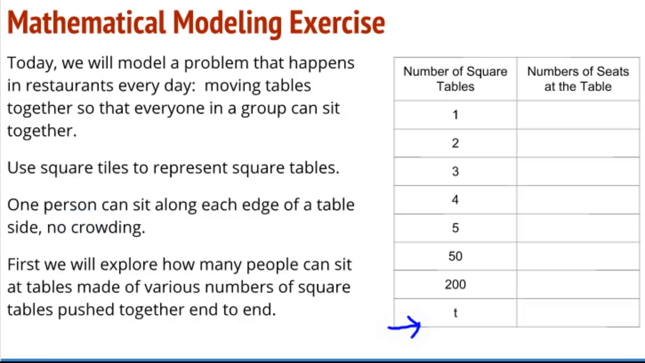All right, so we're going to model a problem, moving the tables together. We're going to use square tiles to represent square tables. One person can sit along each edge of a table. We're not going to crowd. We're not going to do the two people in a seat. And the very first thing we're going to do is start small.